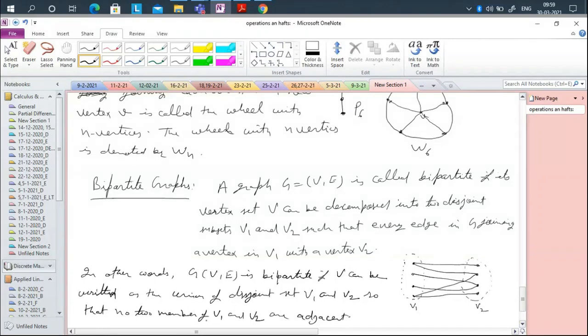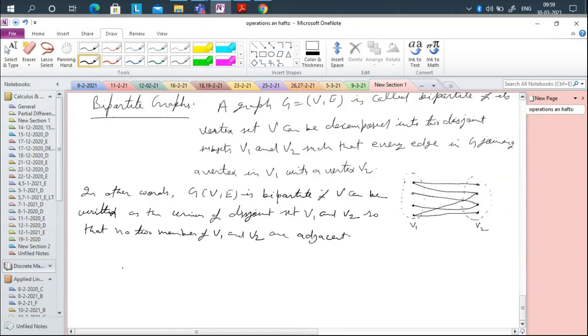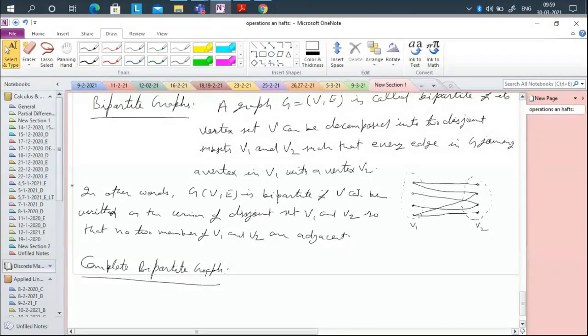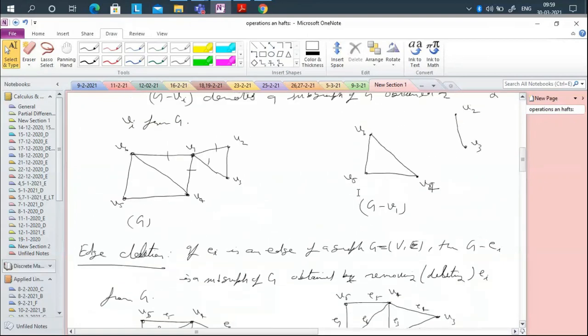Okay, fine. Next one is the complete bipartite graph. That we will discuss in the next class. I will share this file. Today I will explain only the definitions.